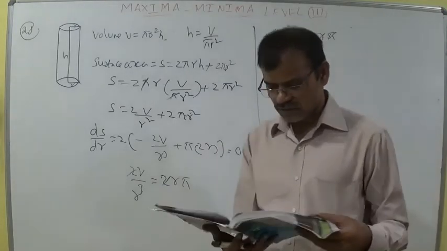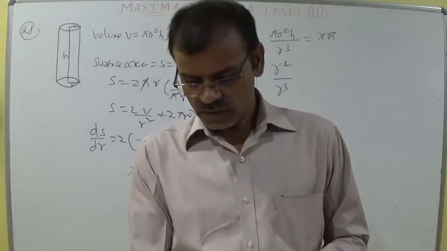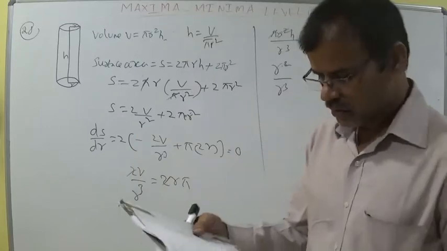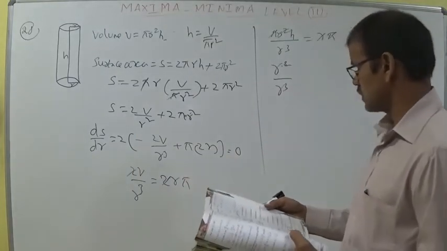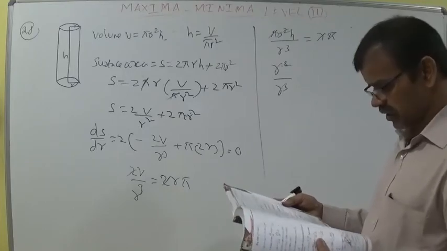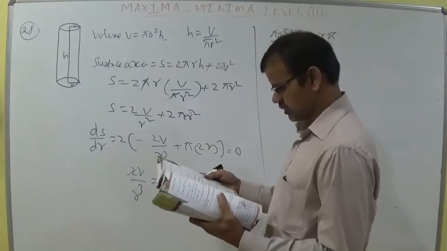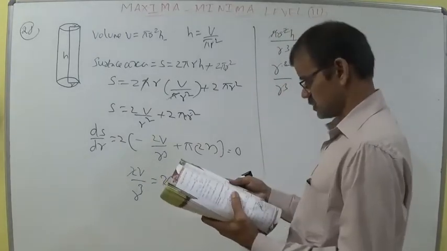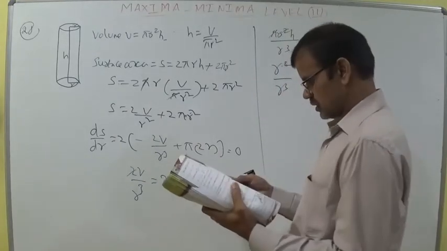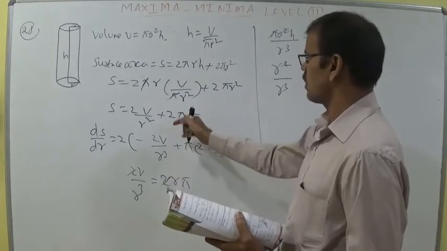Let us discuss the cylinder. Correct only. 2 pi, 2v by r, everything is right. S is equal to 2 pi r h plus 2 pi r square, which is 2 pi r into v by pi r square plus 2 pi r square, everything is okay. Next 2 pi r got cancelled. Here r did not get cancelled.